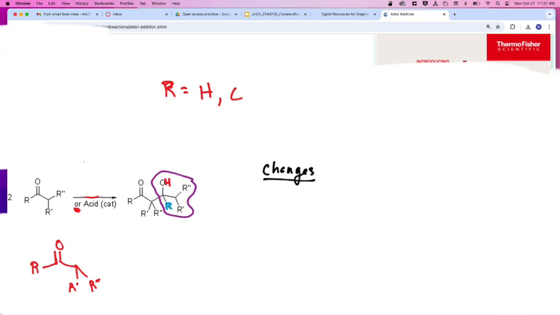There's an R here. There's an R prime here. There's an R double prime here.